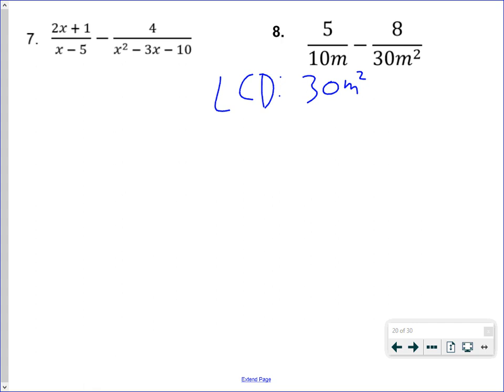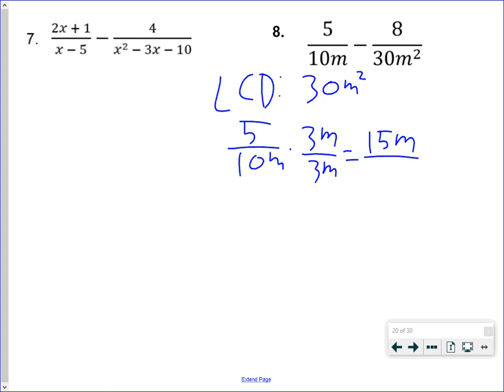Okay, so our least common denominator here is going to be 30m squared. And to get that, we're going to multiply the 5 all over 10m with 3m over 3m to give us 15m all over 30m squared. And 8 over 30m squared already has a 30m squared in the denominator, so we don't need to mess with it. So if we rewrite both of these expressions, our new expression is 15m all over 30m squared.